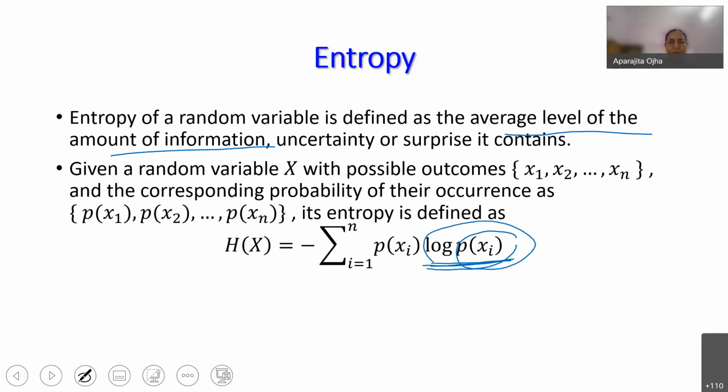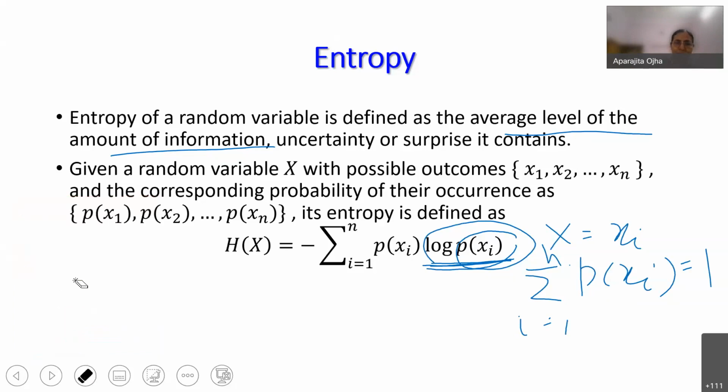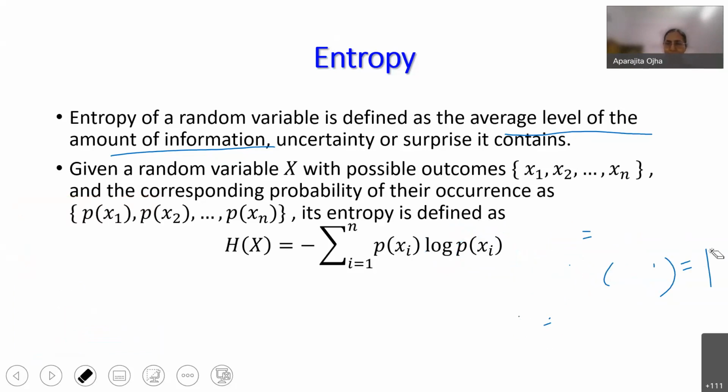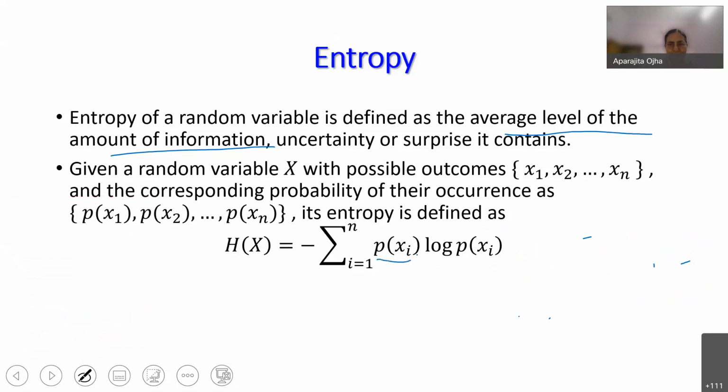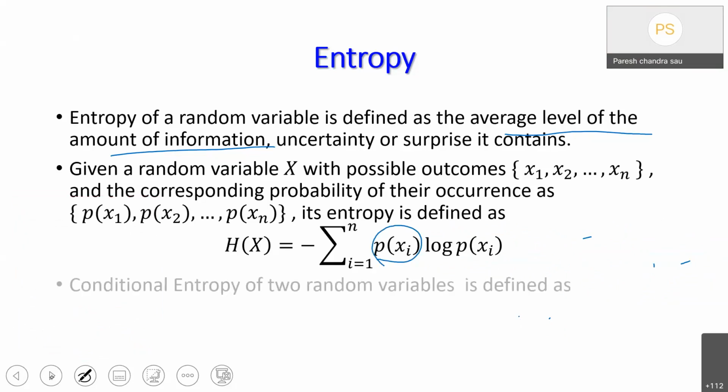Now here, the event X equal to xi will occur with P(xi) probability. And you know that the sum of these probabilities is equal to one, right? And therefore, this can be considered as an average level of information that is available or uncertainty that is available. You agree with this? And minus is because you know that log goes in the negative direction between 0 and 1, so just to make it positive.